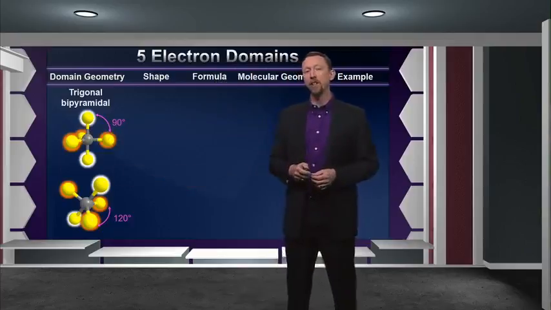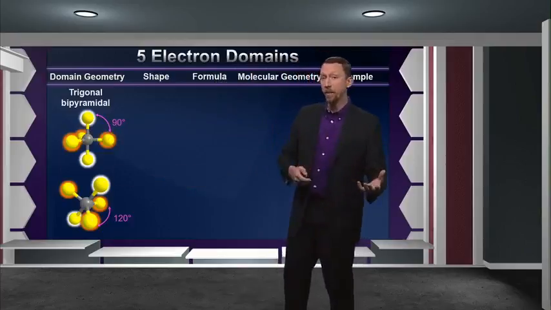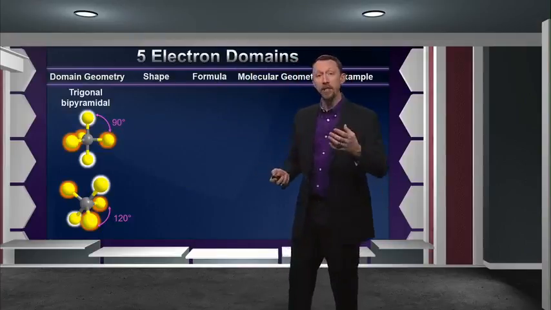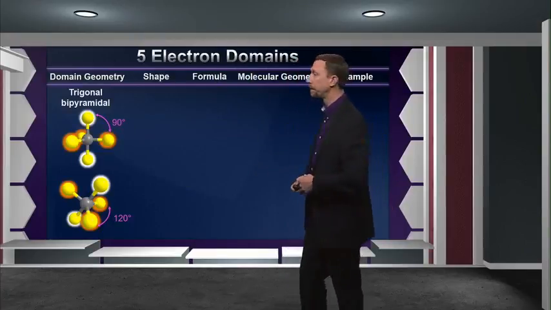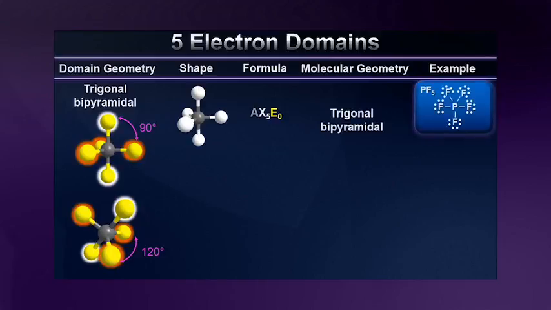So now I have to think a little bit more carefully when I start building molecules about whether bonded atoms or lone pairs will make their way into axial or equatorial positions. Let's do that. Of course, the simplest possible shape is one in which we have all of our domains as bonded atoms. That leads to an AX5E0 formula and a molecular geometry that's the same as the domain. An example of a molecule that's trigonal bipyramidal is phosphorus pentafluoride, a drying agent used in the lab.